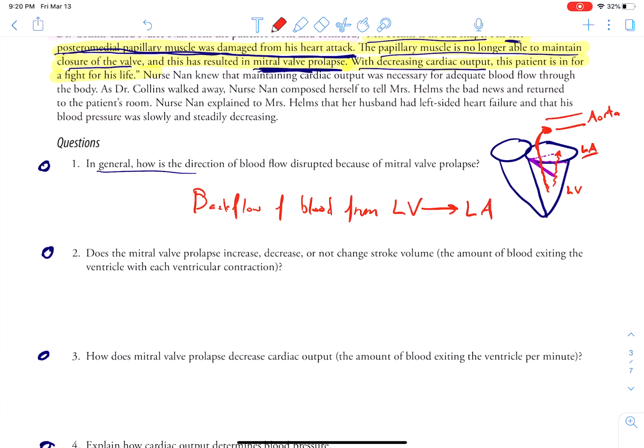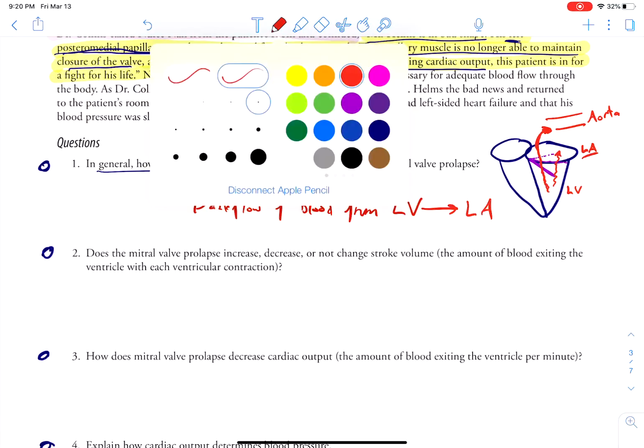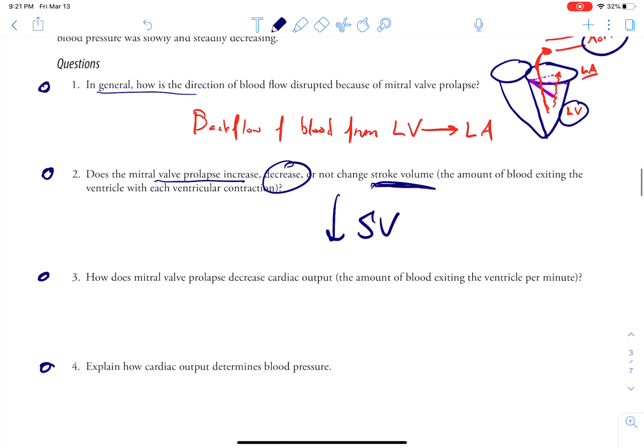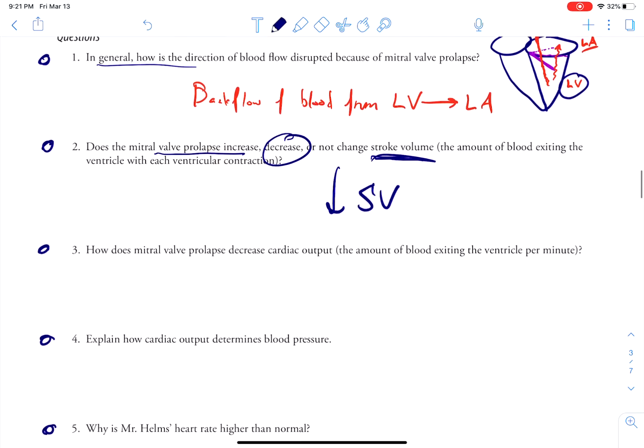So what is this mitral valve prolapse doing to stroke volume? And what is stroke volume? In the case of the left side of the heart, stroke volume is the amount of blood moving from the left ventricle into the aorta. So what's happening to stroke volume with this prolapse? It's going down. Stroke volume is going down because some of that blood is now going into the left atrium.